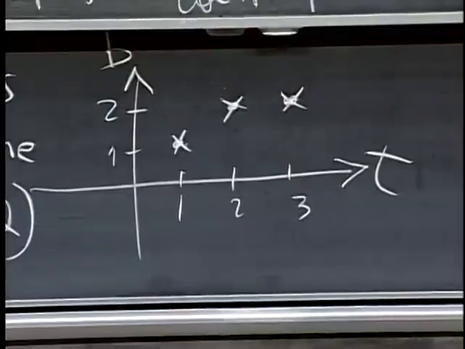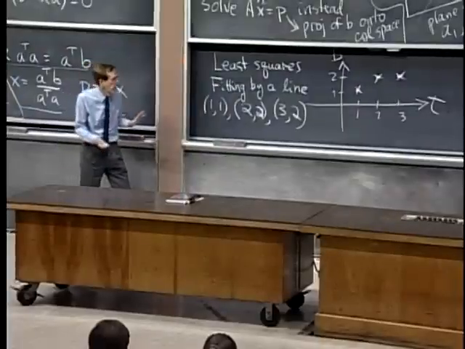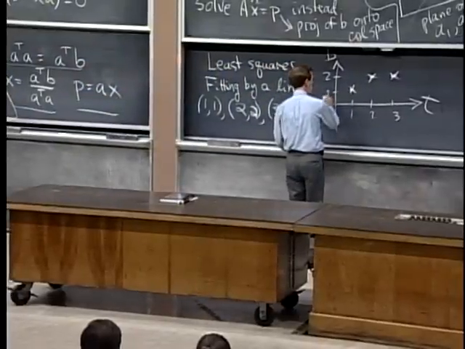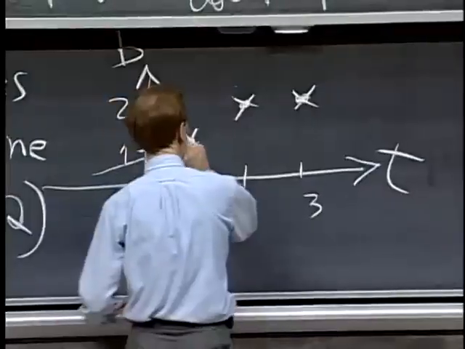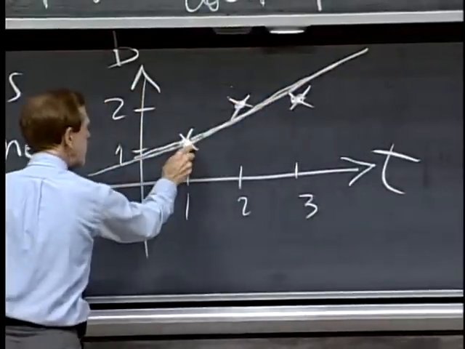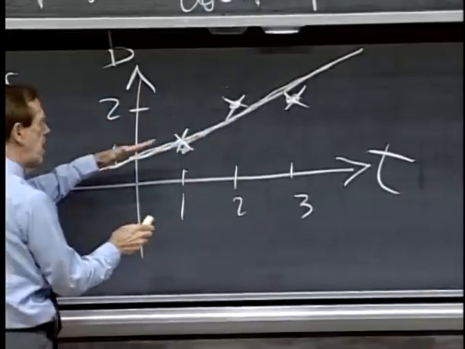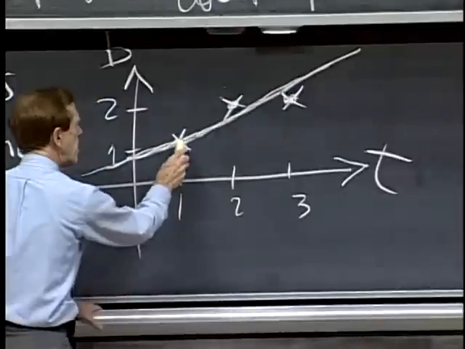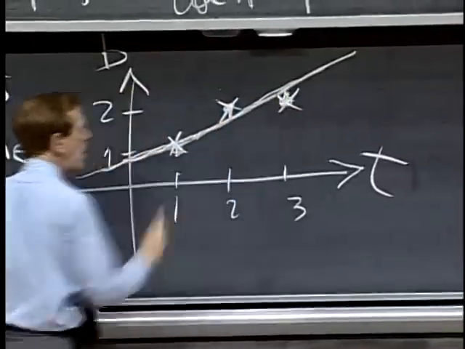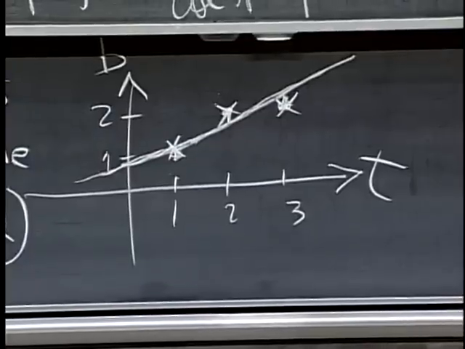And of course, there isn't a line that goes through it. So I'm looking for the best line. I'm looking for a line that probably goes somewhere. Do you think it goes somewhere like that? I didn't mean to make it go through that point. It won't. It'll go between, so the error there and the error there and the error there are as small as I can get them.